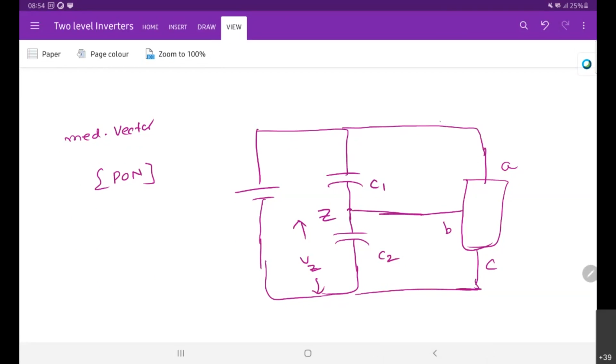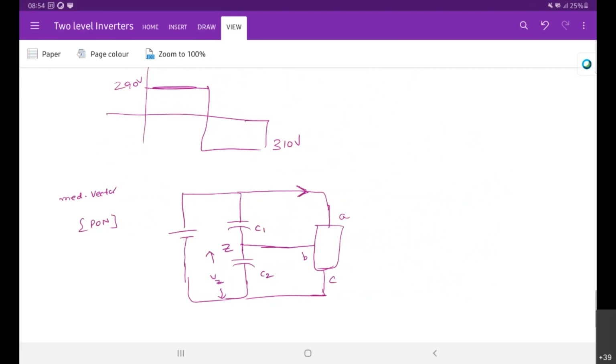So you assume that this current is positive. Clear? So now, what is the state of this VZ? Increases or decreases? Increases. How does it increase?